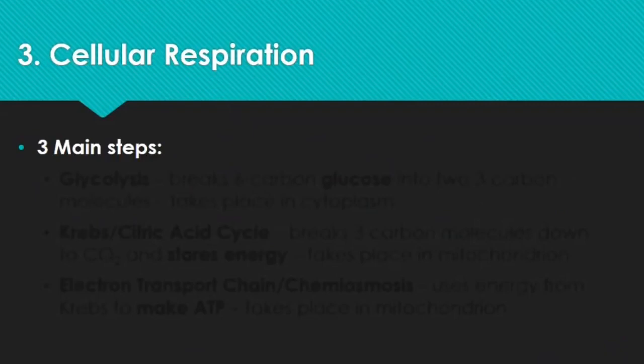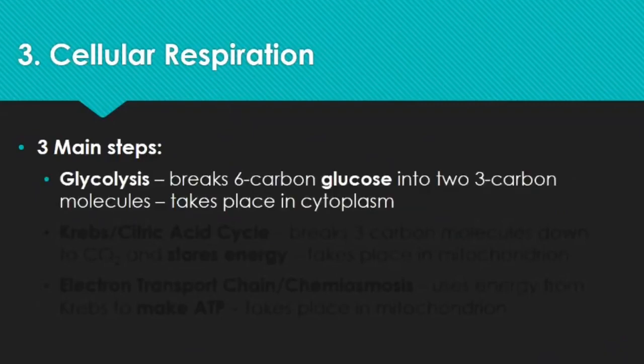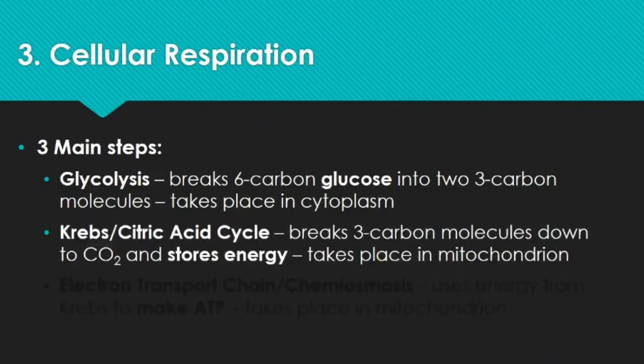There's 3 main steps to cellular respiration. Glycolysis is going to break 6-carbon glucose down into 2 3-carbon molecules called pyruvate, and this takes place in the cytoplasm. The Krebs or citric acid cycle is going to break those 3-carbon molecules all the way down to carbon dioxide, and they're going to store that released energy for the next step. This takes place in the mitochondria.